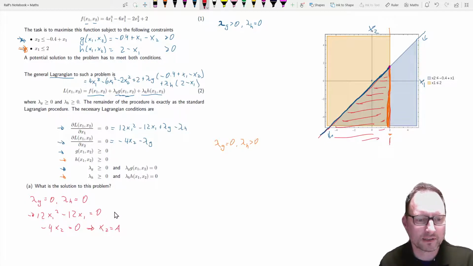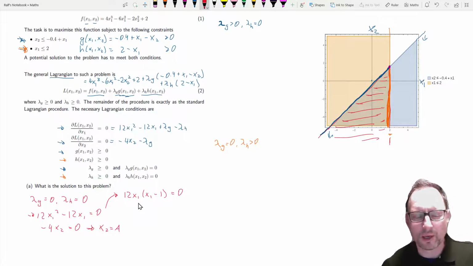Let's factor it out. It's a quadratic equation in x1, so we can potentially have up to two solutions. I'm going to factor out 12 x1, that will make it easiest. So we get 12 x1 times (x1 minus 1) is equal to 0, and from here you can see where the two solutions are.